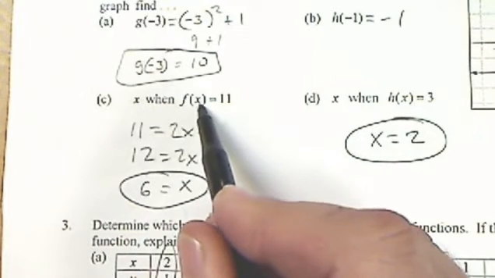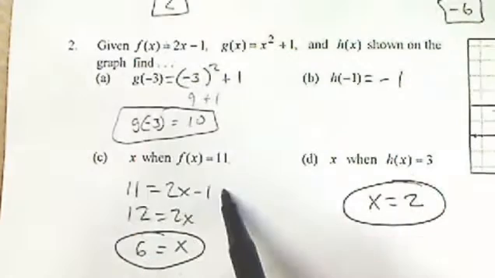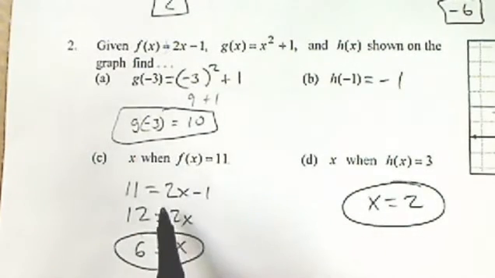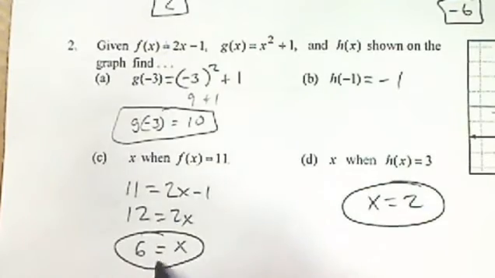Find x when f of x is equal to 11. So I'm plugging in 11 for the f of x, because 11 is equal to the f of x. Then you solve it. Add 1 to both sides. Divide by 2.